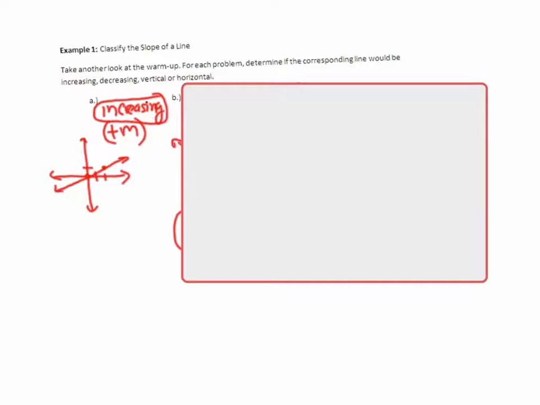What I noticed is that that line went up. In other words, as X was increasing, Y was also increasing. So whenever our slope is positive, or as the big kids are going to say, whenever your slope is greater than 0, you're going to get that increasing line.